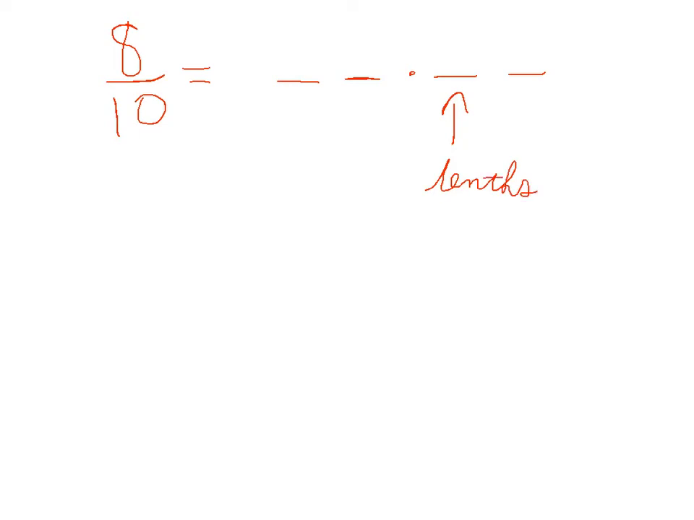Okay, now what happens if it's not over 100? Let's say it was 8 tenths. Well, if we remember our places, this would be the tenths place right here. This would be the ones place here.